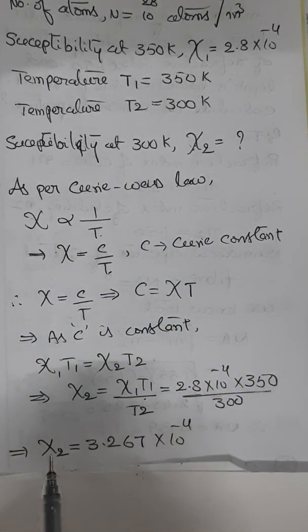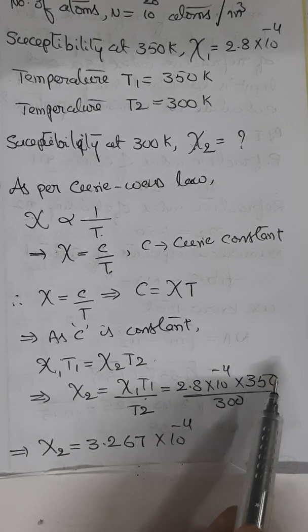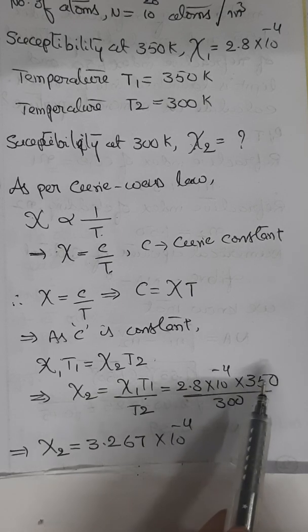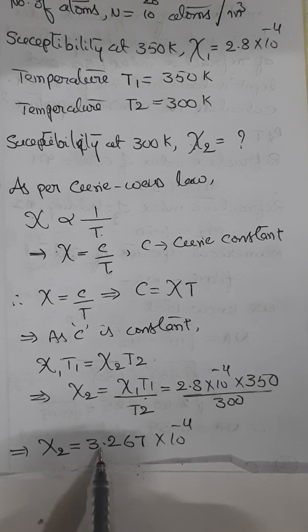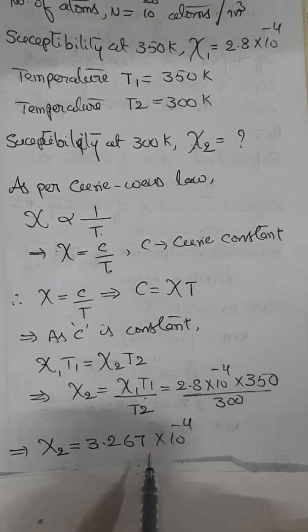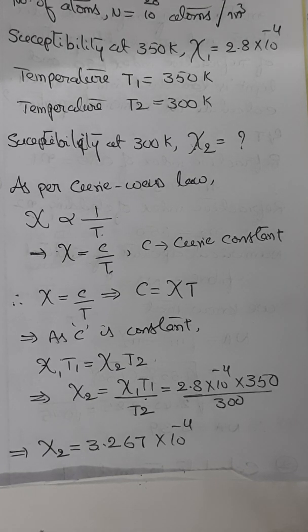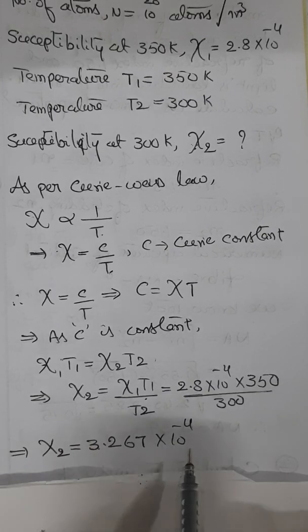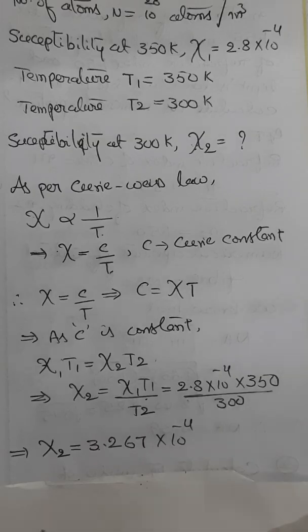Understood? Now it's a simple coefficient, very simple manipulation thereafter. So keep 10 power minus 4 like that. This will be 2.8 into 350 by 300. So it comes to around 3.267 into 10 power minus 4. This is the answer for susceptibility of the given paramagnetic material at 300 Kelvin. Susceptibility being a ratio, it will not have any unit at all.